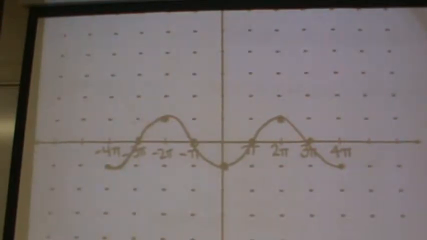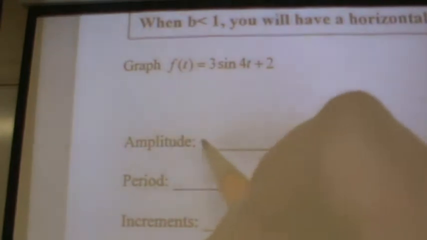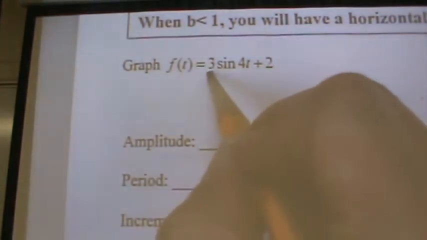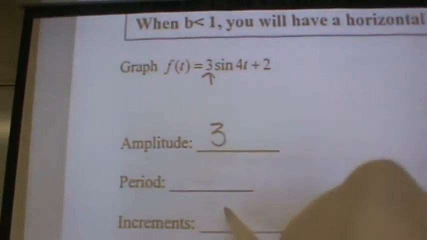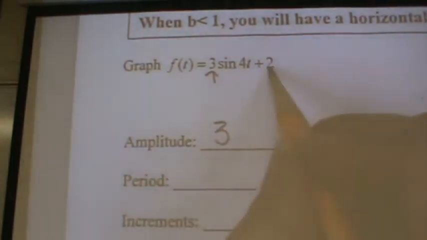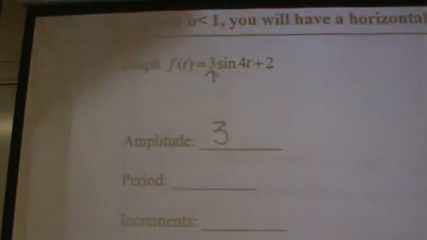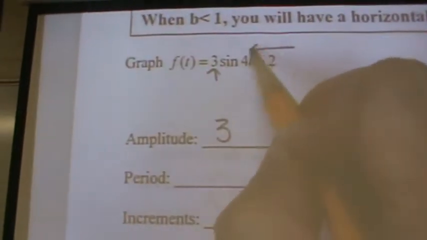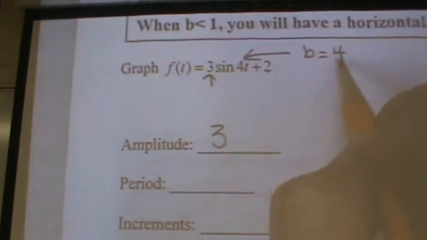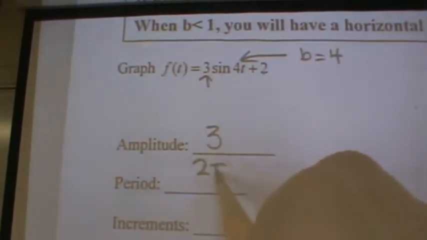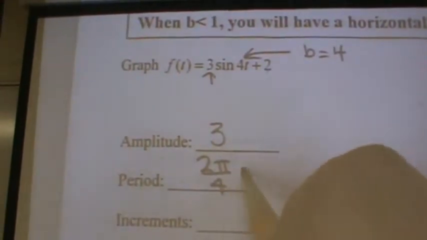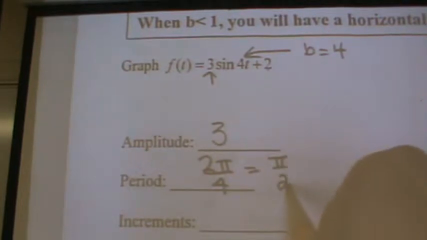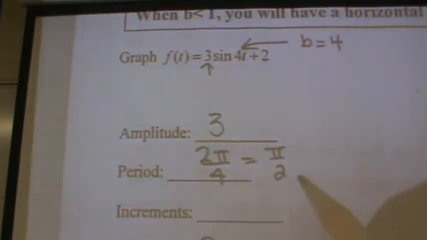Next one, same thing. Tell me what the amplitude is. 3. Good, 3. Tell me what the vertical shift is. 2. So those are 2 easy ones. Those are old hat. Now, what's the b value? 4. B is 4. So it's a sine, so you're going to do 2 pi over b, which is 4, which is pi over 2. So we've got to complete the whole cycle within pi over 2.